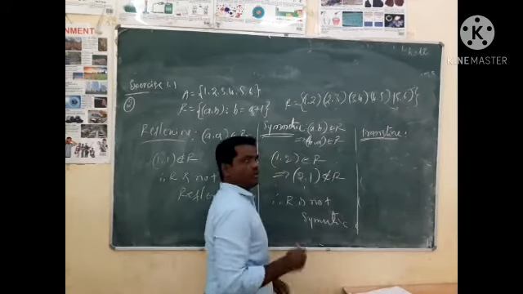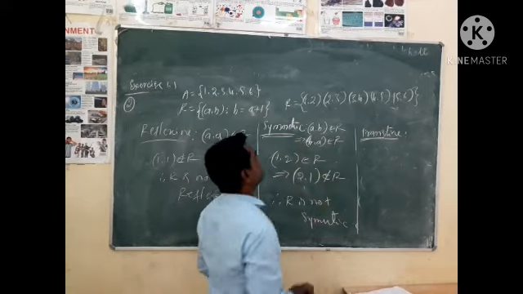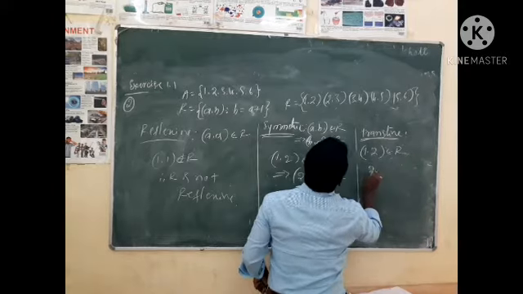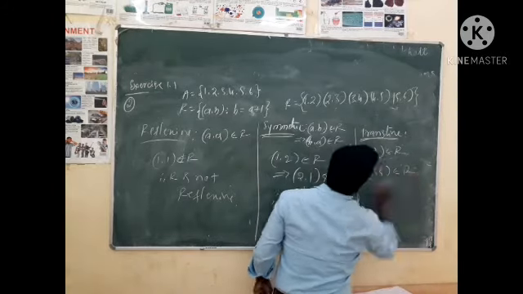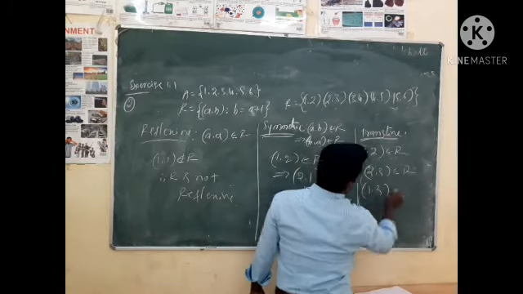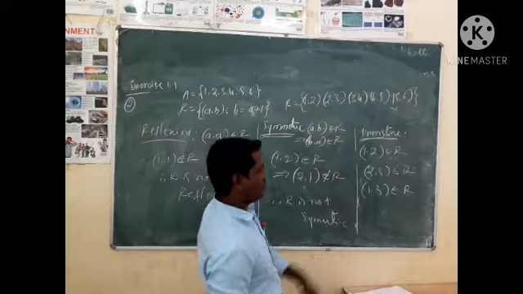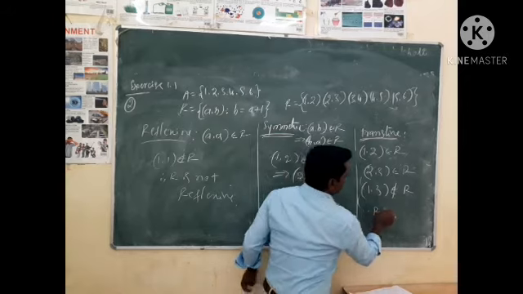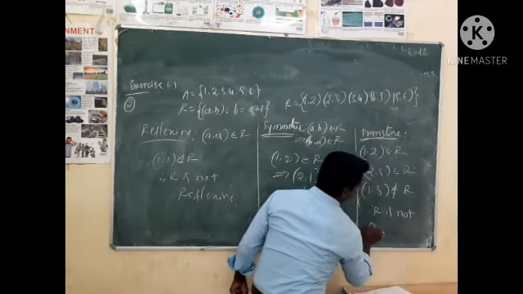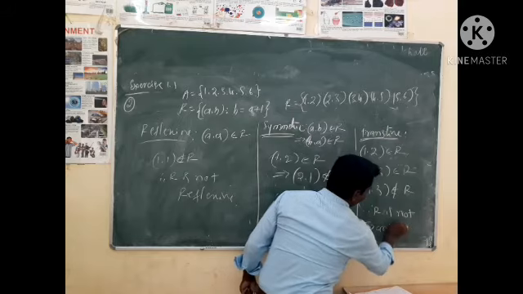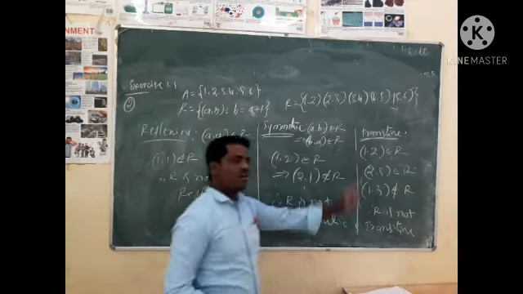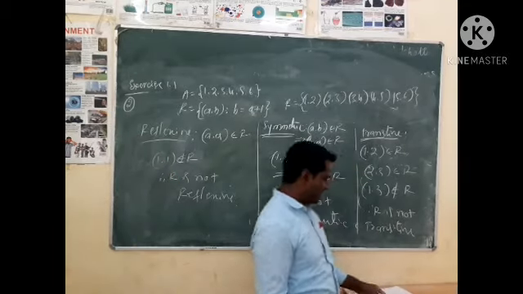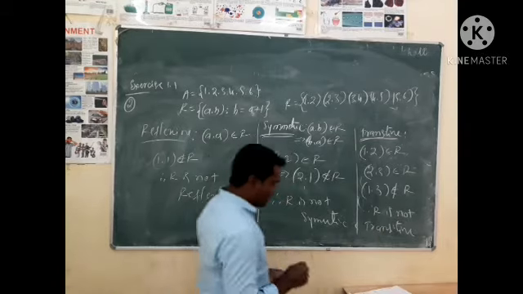What about transitive? (1, 2) belongs to R and (2, 3) belongs to R. Then is (1, 3) among the ordered pairs? No chance. Therefore, it does not belong to R. Therefore, R is not transitive. This is how we can get the answer easily by using some simple tricks. Okay, next, the fourth question.